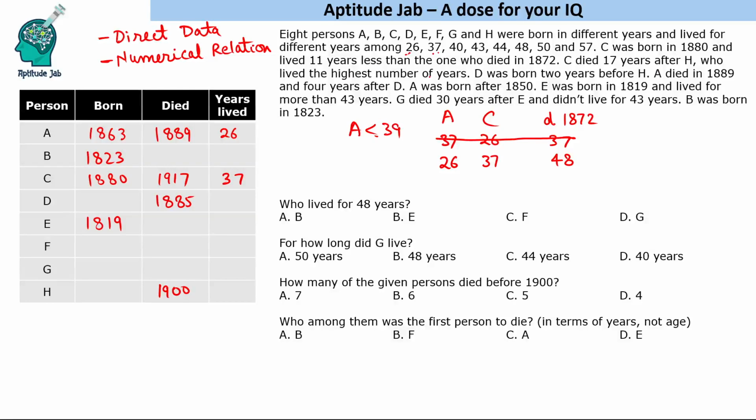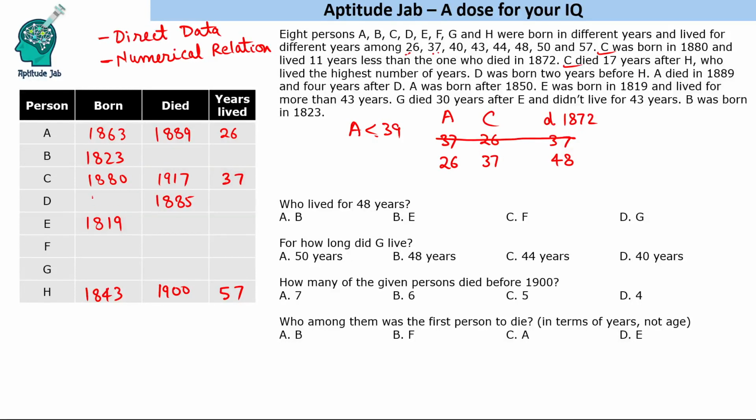H lived for the highest number of years. The highest number of years is 57. So this should also have been direct data, which we did not fill. So for H we get the birth year also. Now this statement has been completely used. D was born 2 years before H. So H was born in 1843.